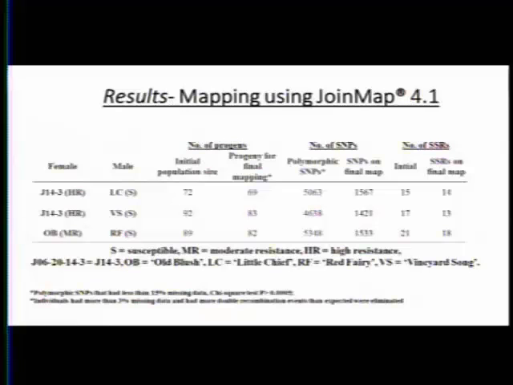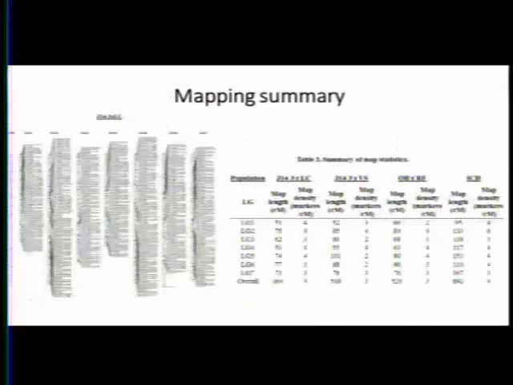And then we ended up with 1,400 to 1,500 markers for each individual map. And for the SSR, we tested around 15 to 20 SSR markers, and we were able to fit 14, 13, and 18 SSR markers for each population. And this is just to give you a general idea.